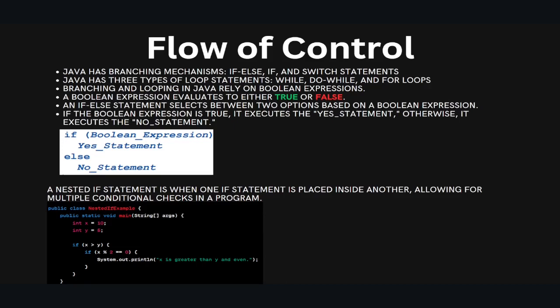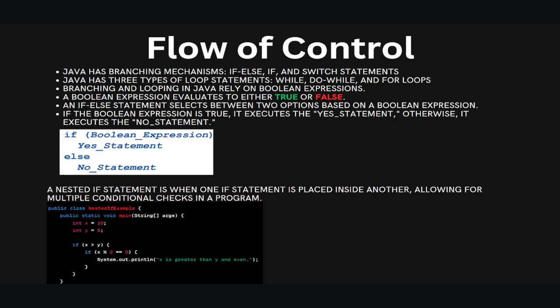Sweet. So, my name is Tobin, everyone. Now I will talk about flow of control. Java has branching mechanisms: we have if-else statements and switch statements. Java has three types of loop statements, which are while, do-while, and for loops. Branching and looping in Java rely on Boolean expressions. A Boolean expression is basically a statement that we decide is true or false, and those are the only two values that come out of a Boolean expression.